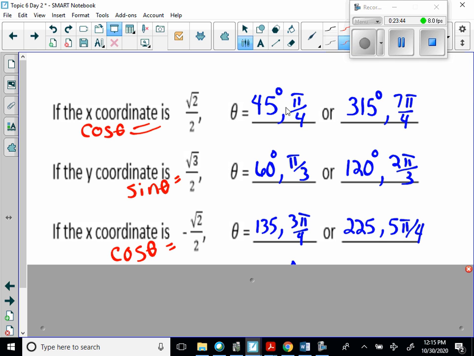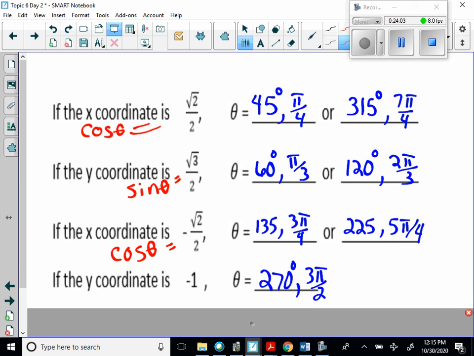Now, if the x-coordinate is negative root 2 over 2, then that means cosine is negative. When is cosine negative? Well, cosine's negative whenever x is negative. That means it's to the left of the y-axis, so that means it will be the second or the third quadrant. So 135, 3 pi over 4, or 225, 5 pi over 4. And then it asks you when the y-coordinate is a negative 1, so that's quadrantal, so that happens at the bottom, so that bottom is 270, or 3 pi over 4.